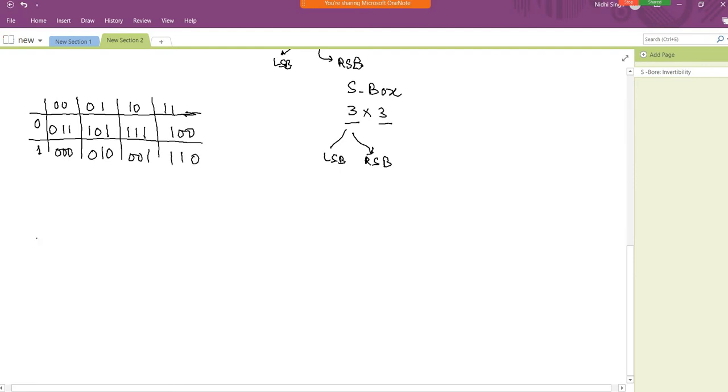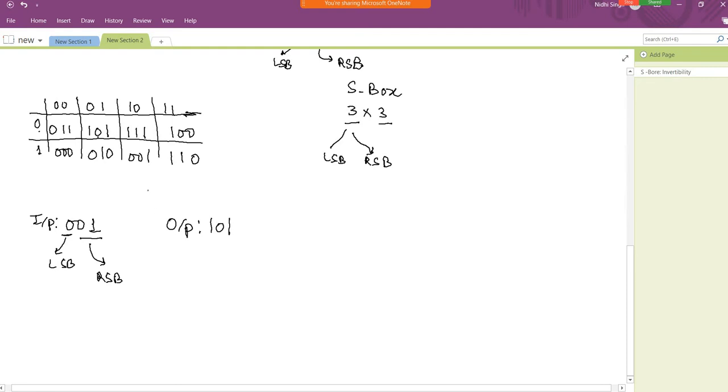Now 3-bit input and 3-bit output. Suppose my input is 0 0 1. From this S box table, when we perform the substitution, what will be my output? The 0 will act as the LSB, and the 1 will act as the RSB. So what will be my output? 0 and 0 1, means 1 0 1 is the output.